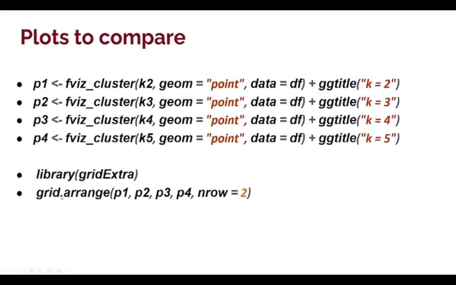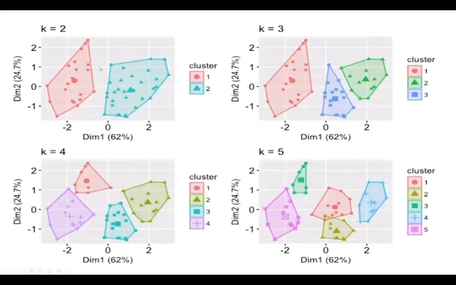Don't forget you need to load gridExtra. Now P1, P2, P3, P4, putting into consideration K equal to 2, 3, 4, 5. I want it in 2 rows so that I can show the picture. Oh my God, take a look at this. This is when I got 2 clusters, this is when I got 3 clusters, this is when I got 4, and this is when I got 5.